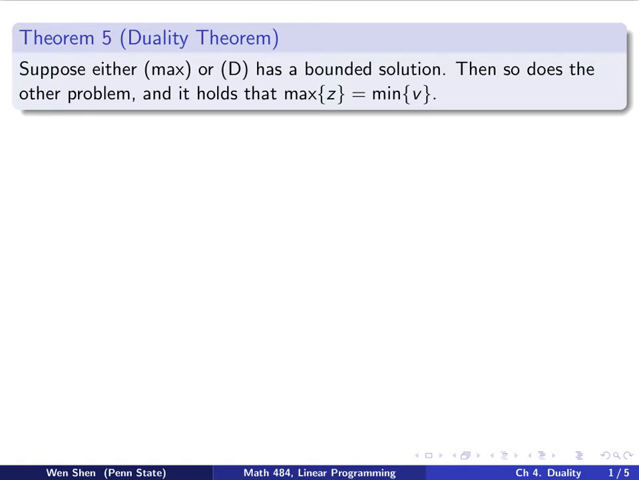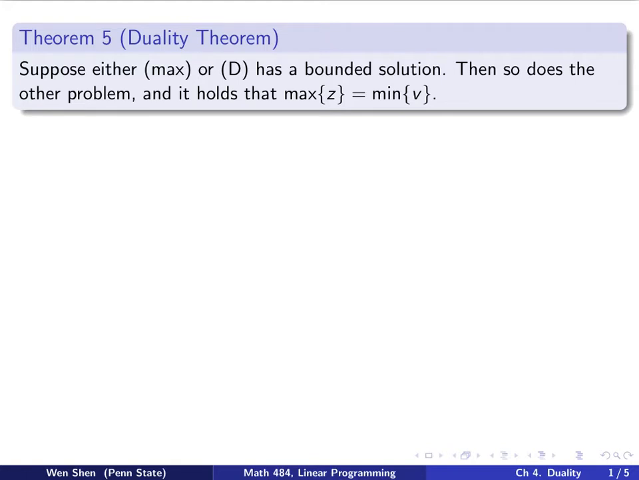So basically the theorem actually states two situations. One is, if the max problem has a bounded solution, then the min problem, which is the dual, also called D, would also have a bounded solution, and the max of z would equal the min of v. On the other hand, if you suppose that the problem D, the min problem, has a bounded solution, then the max problem will also have a bounded solution, and this conclusion still holds.